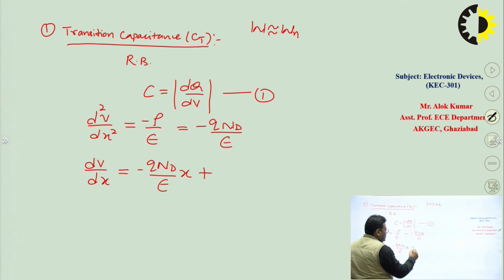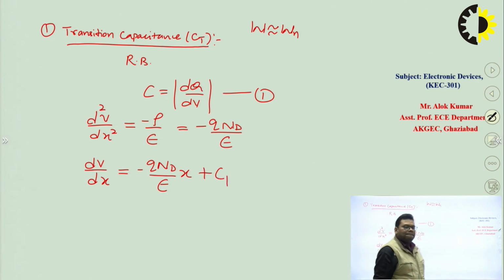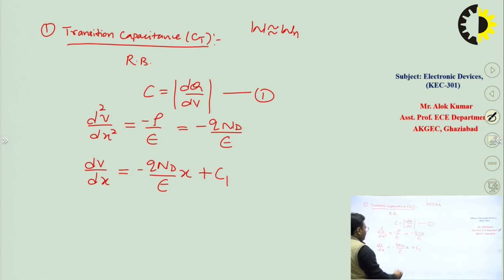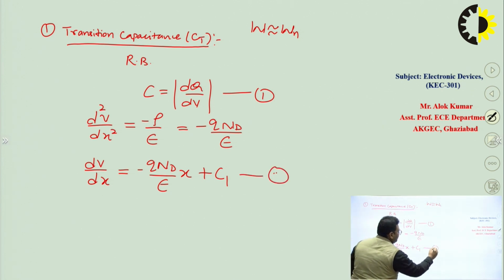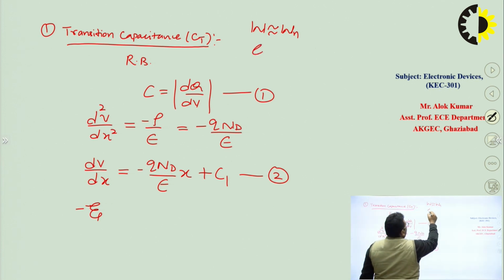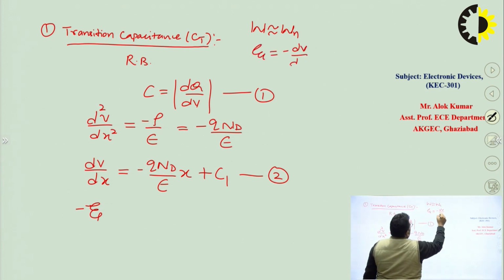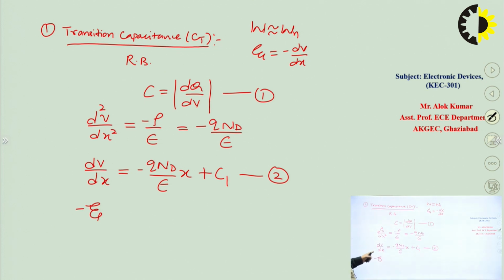When we are integrating, we take a constant C1 here, right? So the C1 constant we have to consider. Now if we apply the boundary condition, we can find the value of this C1. So what boundary condition do we have to apply? First of all, if I consider this as equation number 2, then I can write this equation as dV by dx equal to minus E, because we know the electric field E is equal to minus dV by dx, right? So dV by dx is equal to minus E, which is equal to minus q into Nd into x divided by epsilon plus C1, right?